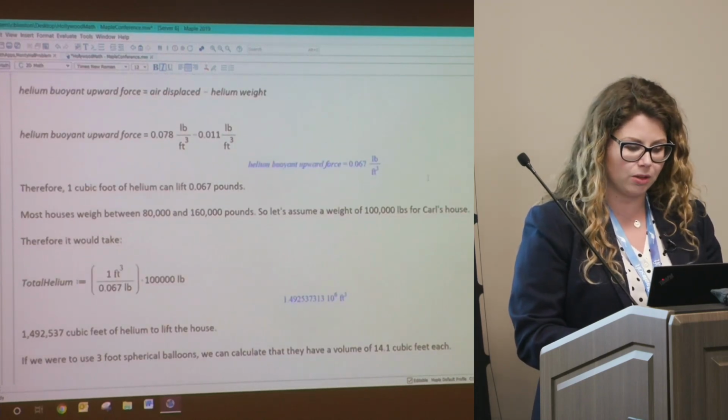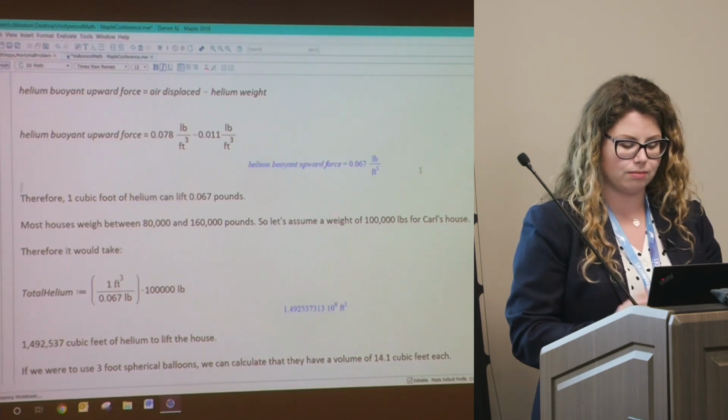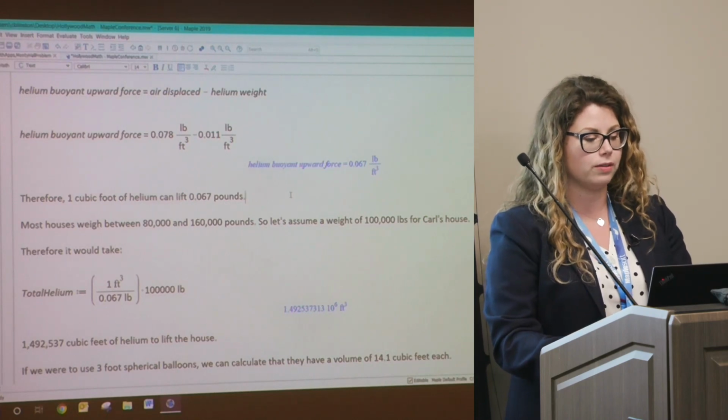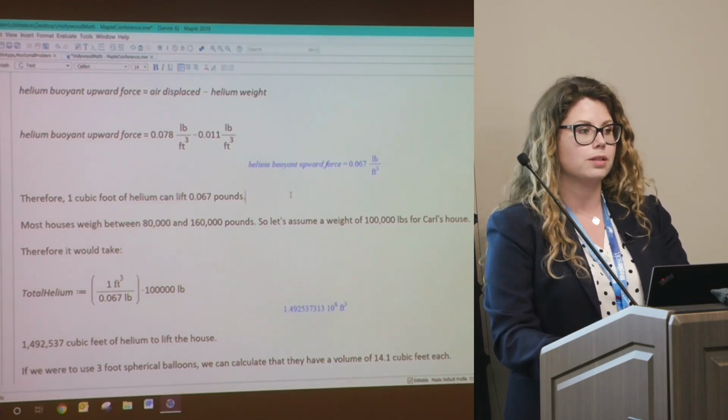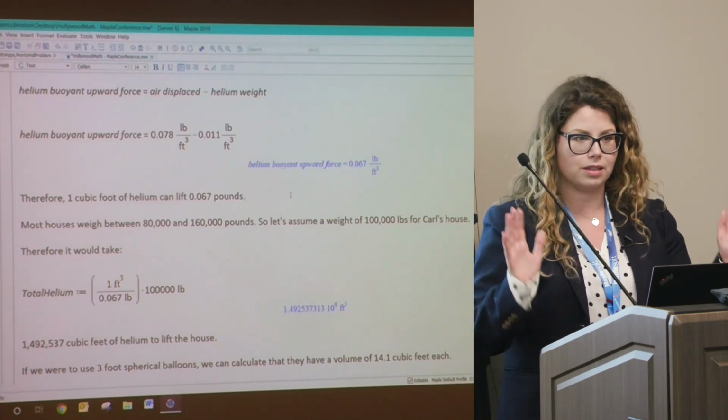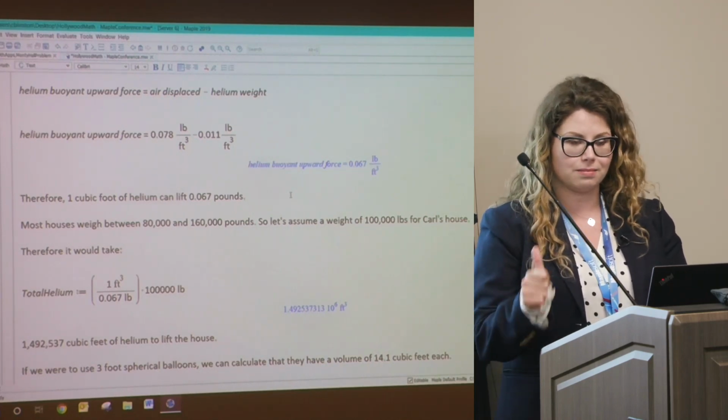Going through this, and I've already gone through the evaluations, it basically comes out to be that 1 cubic foot of helium can lift 0.67 pounds. So if you're buying party balloons and you're looking to do some at-home experiments, there we go.